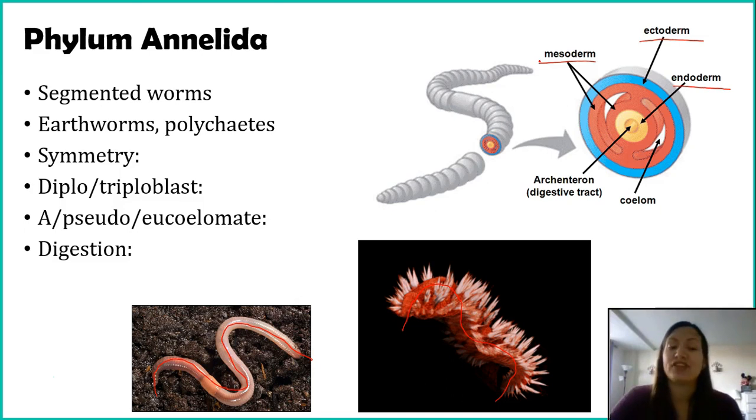And then finally, digestion. These guys do have complete digestion, meaning that they have two openings to their digestive system, one end being the mouth and the other end being the anus. And because they have complete digestion, that means we can use the term protostome or deuterostome. And in this case, these organisms are protostomes.